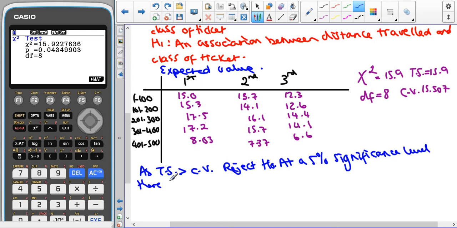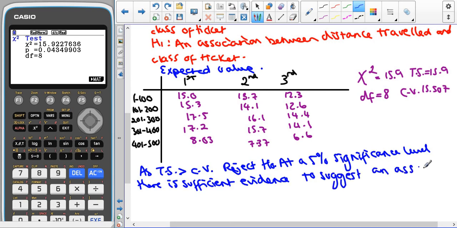There is sufficient evidence to suggest an association between distance travelled and class of ticket.